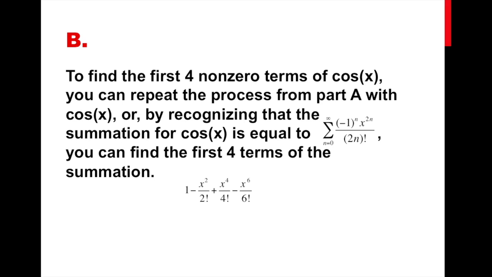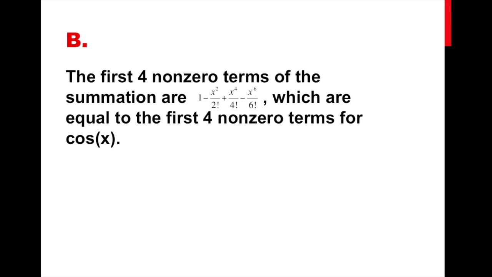To find the first four non-zero terms of cosine of x, you can repeat the process from part A with cosine of x, or, by recognizing that the summation for cosine of x is equal to summation from n equals 0 to infinity of -1 to the n times x to the 2n over 2n factorial, we can find the first four terms of the summation, which are 1 minus x squared over 2 factorial plus x to the 4 over 4 factorial minus x to the 6 over 6 factorial, which are the first four non-zero terms of the Taylor series for cosine of x.